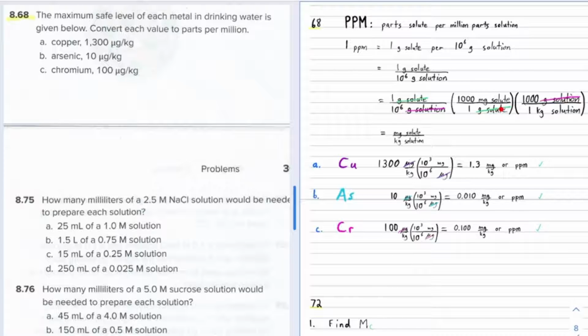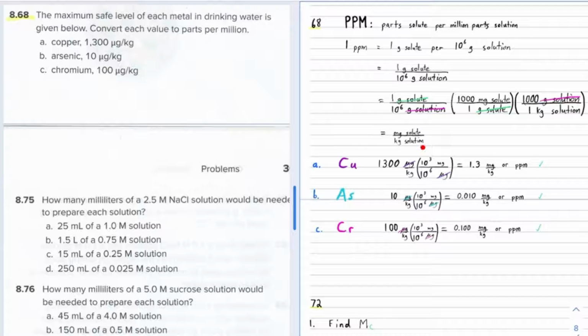So that changes the upstairs units to milligrams. And we know it takes 1,000 grams of solution to equal 1 kilogram of solution. And that changes the downstairs unit to kilograms. And look what happens. The 10 to the power 6 is canceled, because you got 10 cubed and then 10 cubed. That multiplies to give you 10 to the power 6, so that number cancels. And then what you end up with is 1 ppm is the same thing as a milligram solute per kilogram solution.